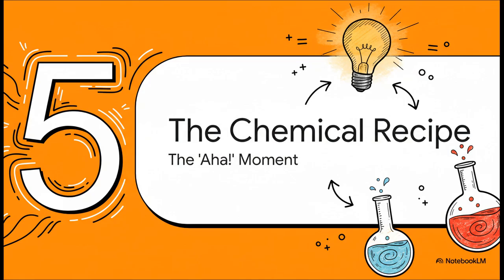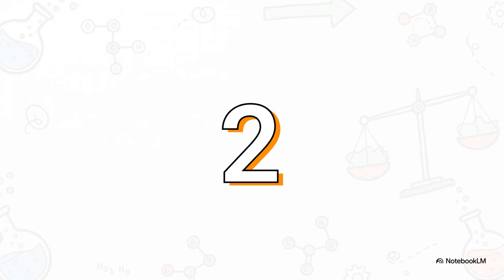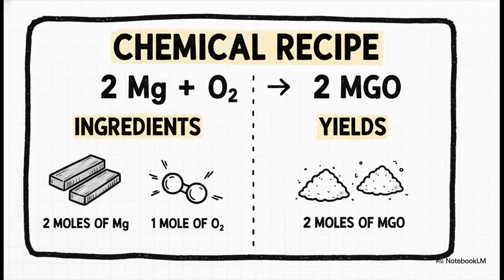Okay, so we spent all this time finding these numbers, right? But what do they actually mean? This, right here, is the real aha moment, where this whole thing goes from being just an exercise on paper to something real and incredibly useful. So let's take this number 2, for example. What is it really telling us? It's not just a random number to make the math work out. It means something very specific. It's a recipe, a chemical recipe.